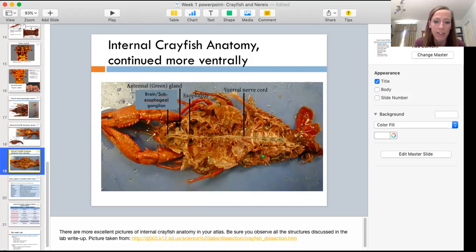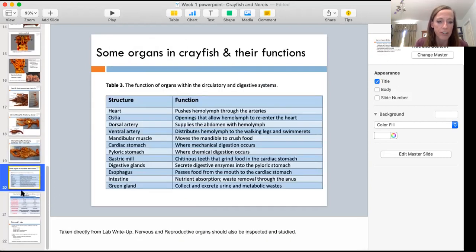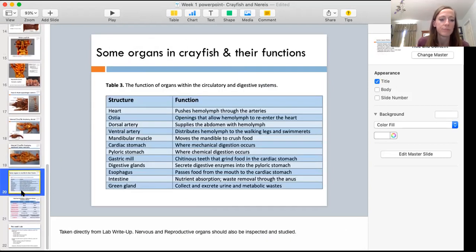It's present bilaterally, these two structures here, which are responsible for excreting liquid waste from the crayfish. So I think we've talked about all of those structures now. The last question that I want you to answer for attendance tracking this week is, what structure is responsible for excretion of waste in the crayfish? So the answer is the green gland.